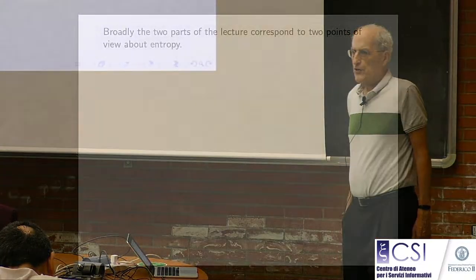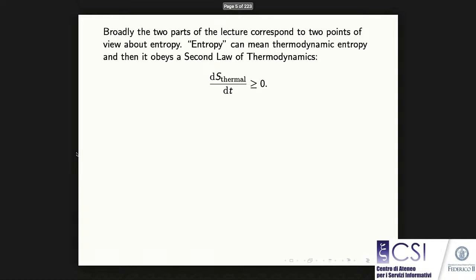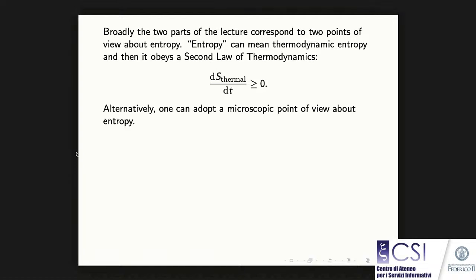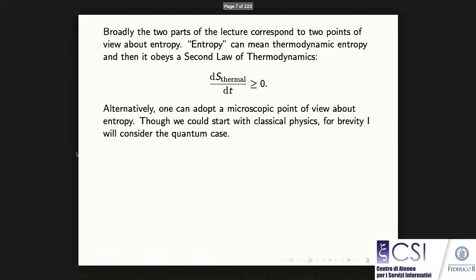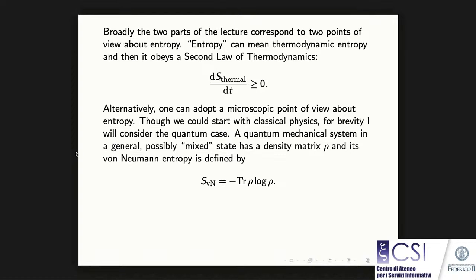So broadly, the two parts of today's lecture correspond to two views about entropy. Entropy could mean thermodynamic entropy, and then it obeys the second law of thermodynamics. Alternatively, one can take a microscopic point of view about entropy, and then you would say, we could start with classical physics, where of course the subject did start historically, but for brevity we'll start with quantum mechanics. In the quantum case, a quantum mechanical system in general, possibly in a mixed state, has a density matrix rho, and then one defines its von Neumann entropy, minus trace rho log rho.